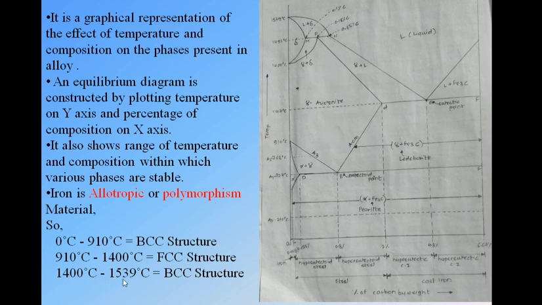And from 1400 to 1539 degrees Celsius, it again shows the BCC structure, that is body centered cubic structure. Means from 0 to 910, the whole structure will be in BCC structure. Above this it will be in a face centered cubic structure, and above 1400 again you will see everything in a BCC structure. So this is nothing but the allotropic nature of iron. Okay, so we will move next.